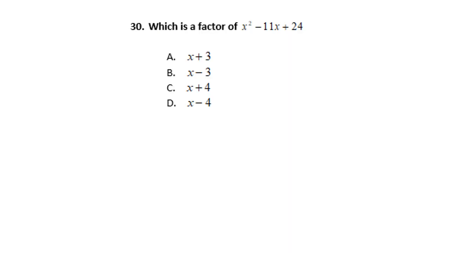Number 30. Which is a factor of x squared minus 11x plus 24? A, x plus 3. B, x minus 3. C, x plus 4. D, x minus 4.